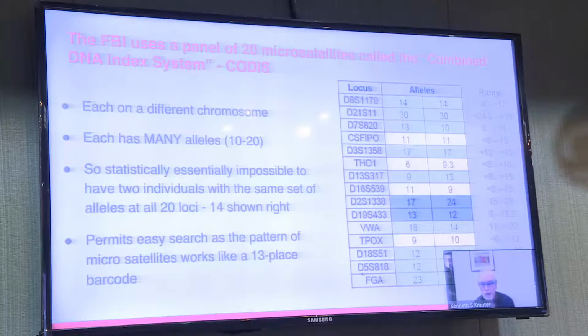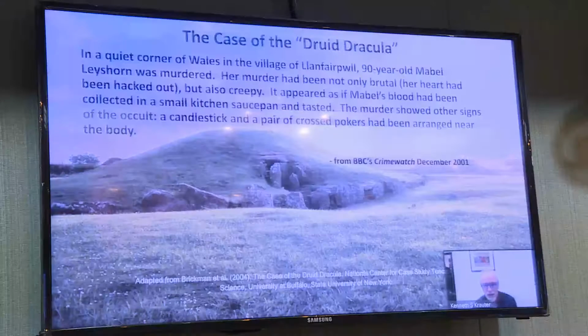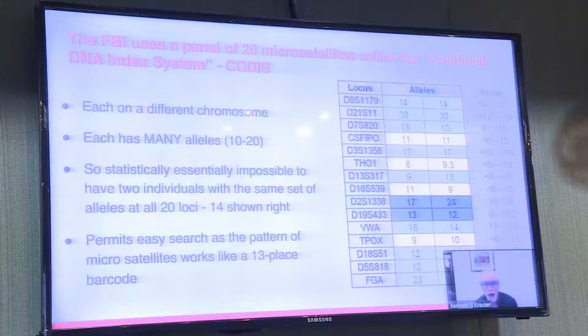So now when you find a new piece of DNA at a crime scene, if the person's CODIS DNA is on file with the FBI, you can identify that person in a few milliseconds by just putting in the CODIS sort of fingerprint from the crime scene.